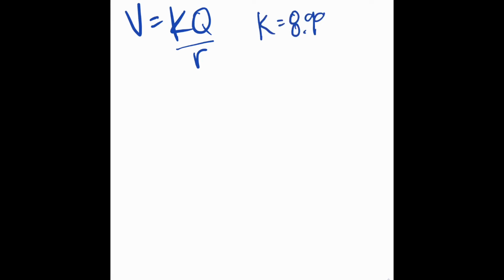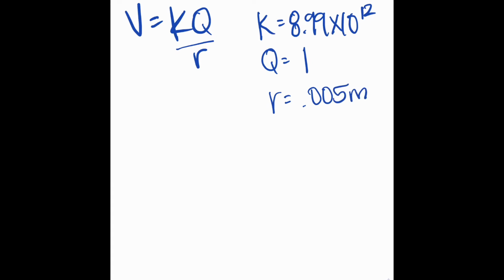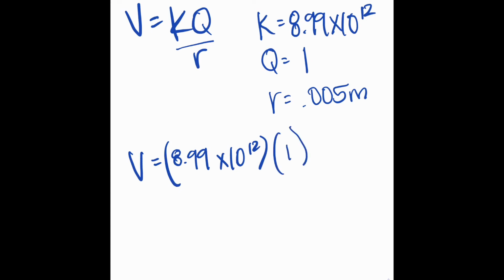So let's work through an example with this equation of V equals KQ all over R. K is a constant, like I just said, that's equal to 8.99 times 10 to the 12th. For this example, just to simplify it, let's say that the charge of the particle is equal to 1. And that the radius is equal to 0.005 meters. If we plug this into the equation and we're looking for the voltage, we're going to get 8.99 times 10 to the 12th, all times the charge of 1, divided by 0.005 meters.